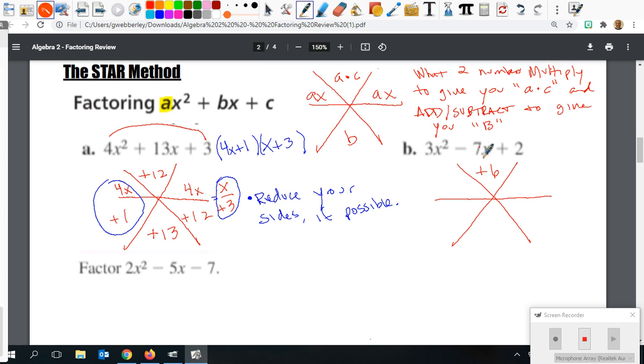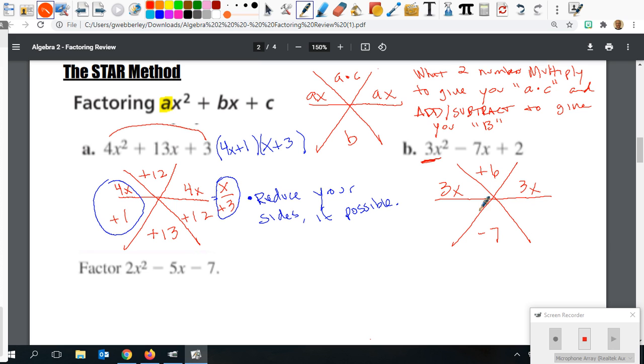What's my B number down here? Negative 7. Top of each side is going to say A and x, 3x. So it's 3x on top of each one. See how that can go fast. That's just the setup part. You're just setting up your star.